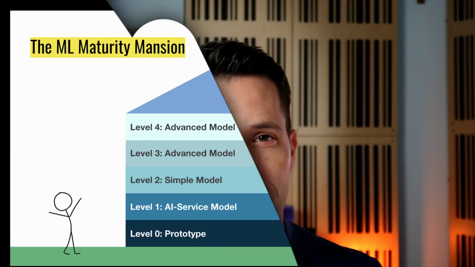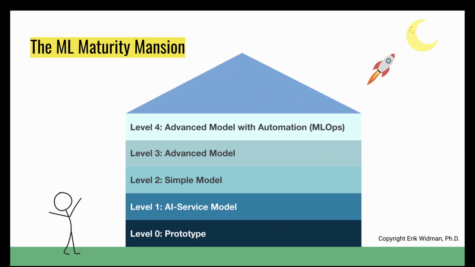Let's dive in. This is our ML Model Maturity Mansion consisting of 5 layers, each with increasing levels of model maturity. Starting from the bottom, the layers are prototype, an AI service model, a simple model, an advanced model, and an advanced model with automation. The goal is to build a solid foundation quickly by deriving business value early on and iteratively adding more value until we've built our mansion. Let's talk about each layer and what we're trying to accomplish.